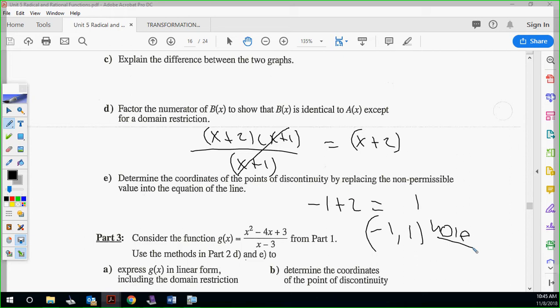So what that means is that after you cancel, if you plug in what you canceled to your function, it'll tell you where your hole is at. So if you look at our graph that we just did, negative 1, 1, that's the spot of the hole. And so then we go like this, up through 2. Does that make sense? So once you simplify, you plug in what you canceled to figure out exactly where that hole is.